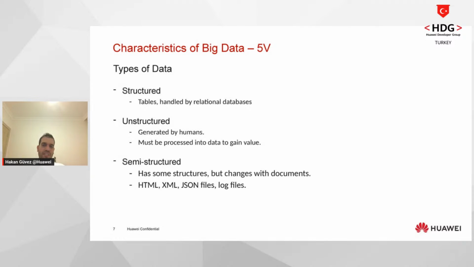Most of the data processed has different formats, from phones, tablets, computers, etc. Data coming from different operating systems or languages results in different formats. So the first one is structured data. Structured data is tables handled by relational databases. Unstructured data examples are generated by humans and must be processed for the data to gain value. And the last one, semi-structured data, has some structure but changes with the documents. Something like HTML, XML, JSON files, log files. Developers know these things.